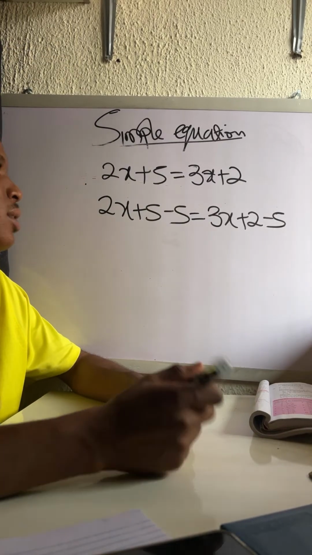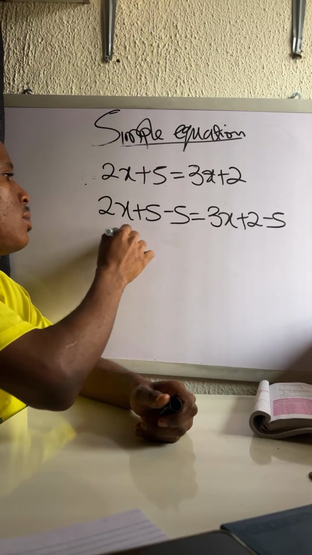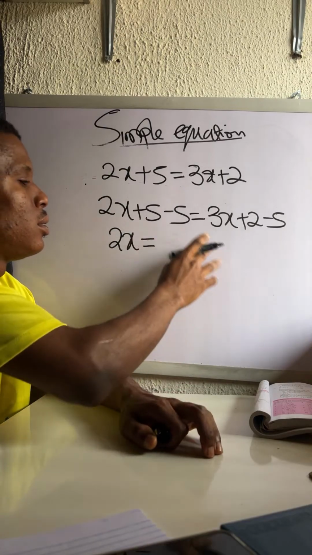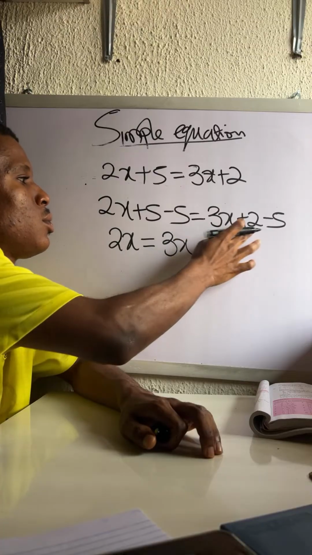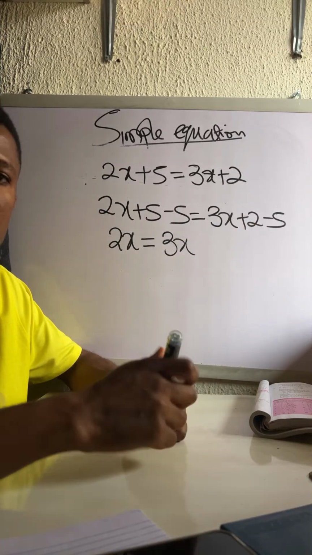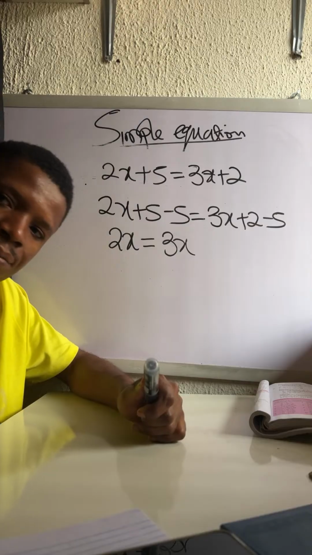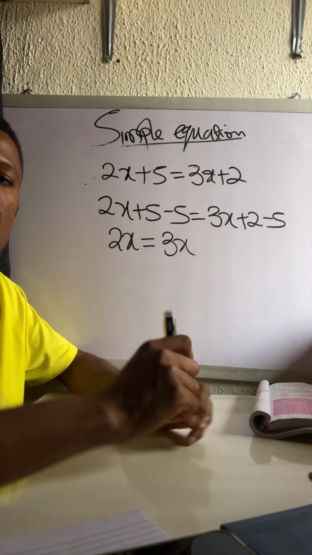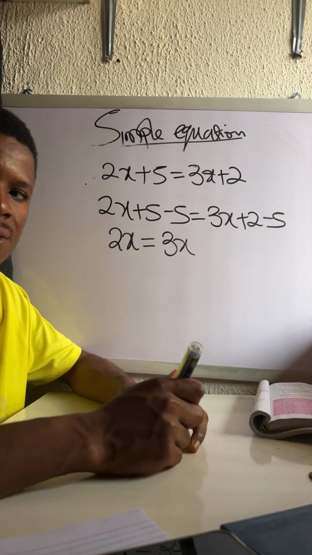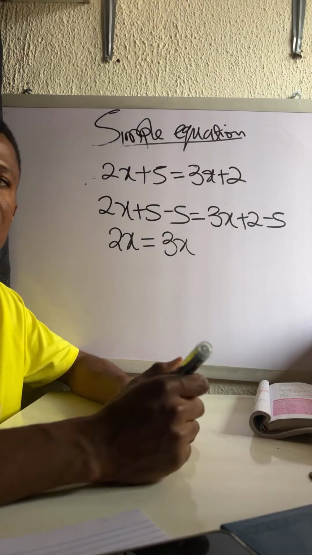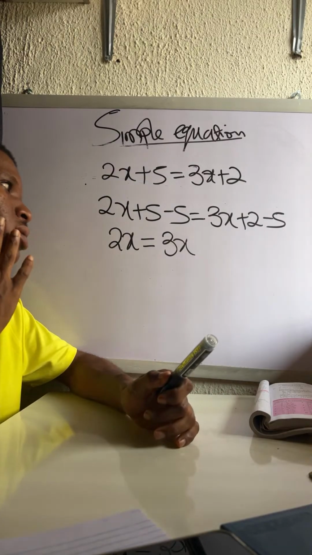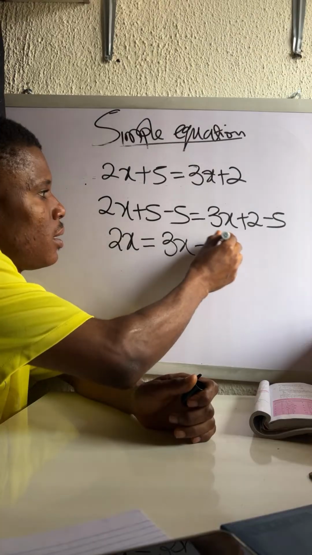Thank you, Legend, for saying 3. You have 2x equals 3x, 2 minus 5. What is 2 minus 5? 2 minus 5 is minus 3. Okay? 2 minus 5 is minus 3.